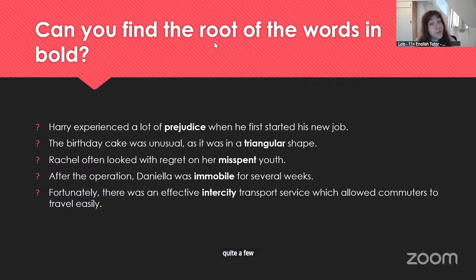Quite a few of you have said pre, but that's the prefix, not the root. Oh, I can see some are close. I haven't seen one that's correct just yet. You may have to change the word a little bit. If you show someone prejudice, what are you doing to them?